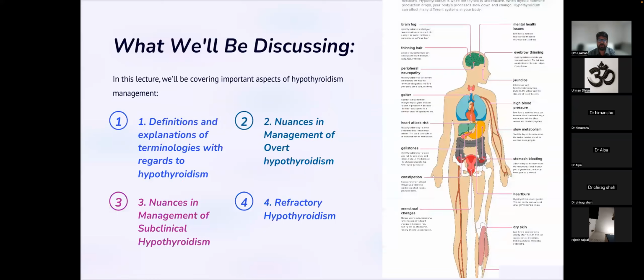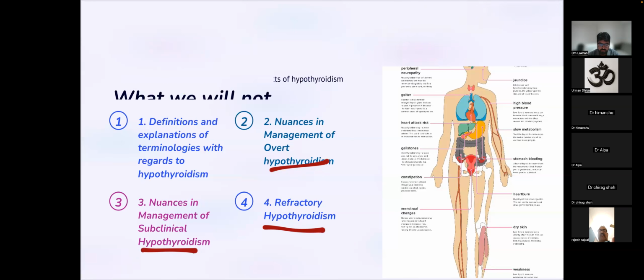So this is the talk for today. These are the things we'll be discussing. We'll discuss the definitions and explanations of terminologies with regards to hypothyroidism. We'll discuss the nuances of overt hypothyroidism management: what is overt hypothyroidism and how you manage those. We'll discuss nuances of subclinical hypothyroidism management. And finally, we'll end with something called refractory hypothyroidism. These are patients who are a little difficult to manage. So we have a lot on the plate today. Let me just dig into the topic.